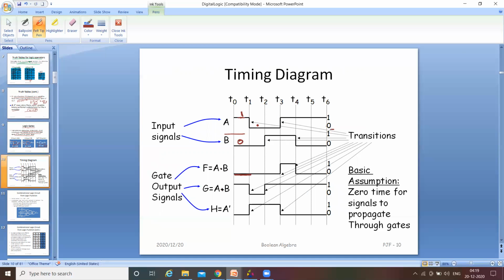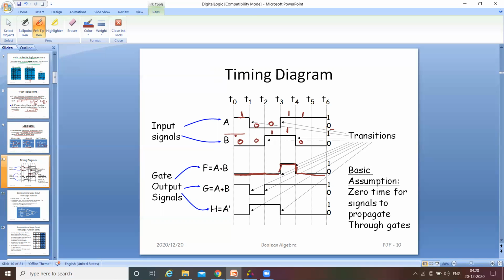Next, in this case, A is equal to 0 and B is also 0, so the output of the AND gate is also 0. In this case, A is equal to 0 and B is equal to 1. In this case also the output of the AND gate will become 0. When both the inputs are 1, A is 1 and B is also 1, so the output of this AND gate will become 1. Next in this case, A is 1 and B is 0, suddenly it becomes 0 again, and so on.